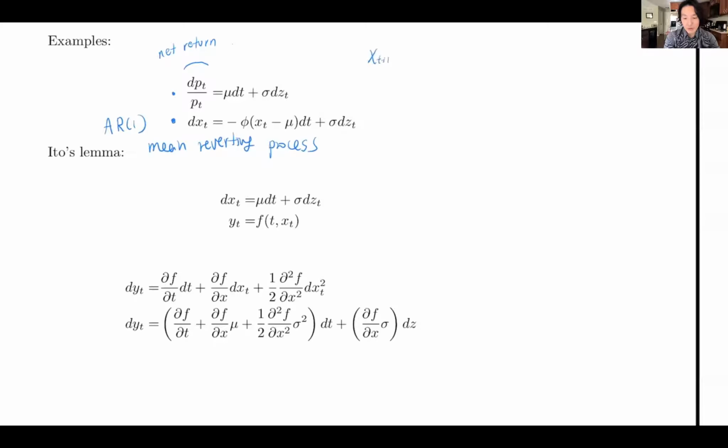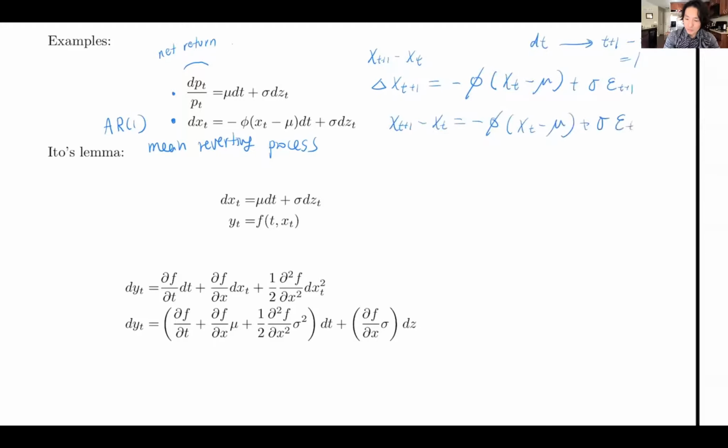dx_t is again x_{t+1} minus x_t. Let's just call it delta x_{t+1}. That is equal to negative of phi times (x_t minus mu) dt, which in discrete time is going to be t+1 minus t, so this is simply 1. So dt is simply 1, plus sigma times epsilon_{t+1}. If you arrange it, then you can see why this is the AR1 case. Therefore, this is an AR1 process with AR1 parameter being 1 minus phi.